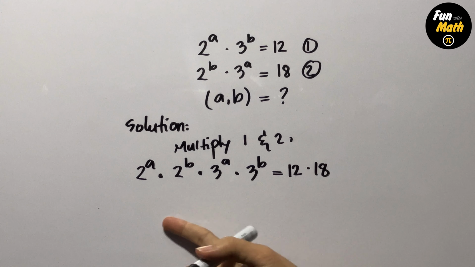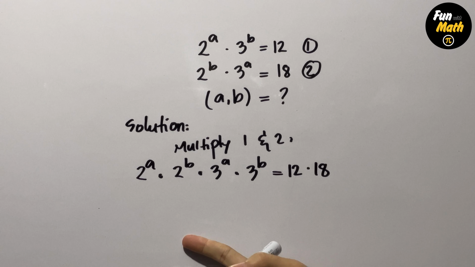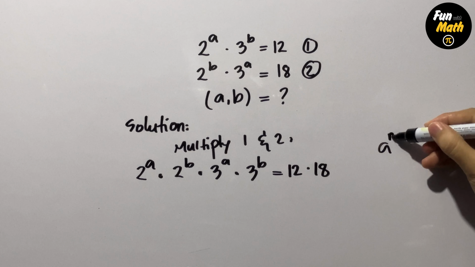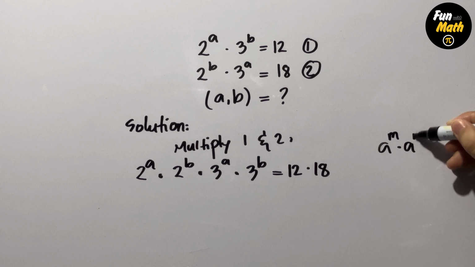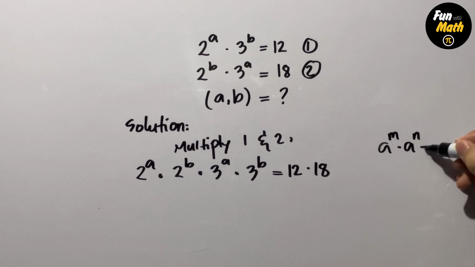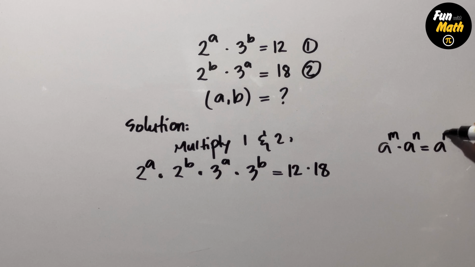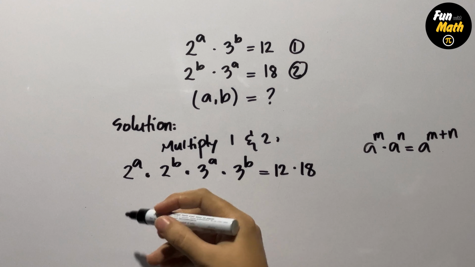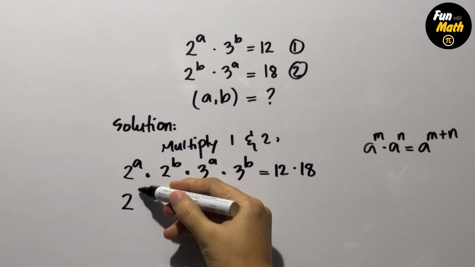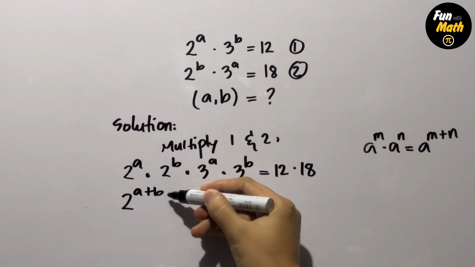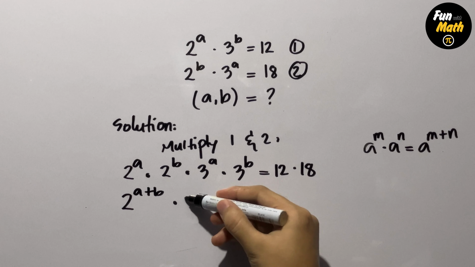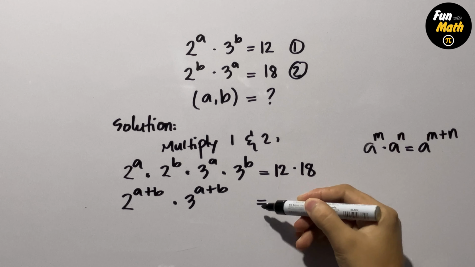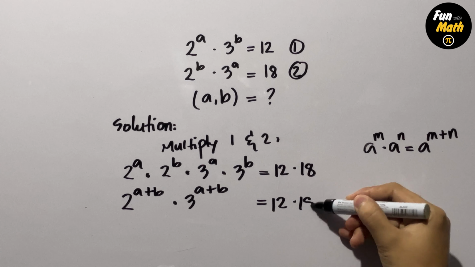Now next is, let's follow the rule of a power. We have a to the power of m times a to the power of n, which is also equal to a to the power of m plus n. So this is now 2 to the power of a plus b times 3 to the power of a plus b equals 12 times 18.